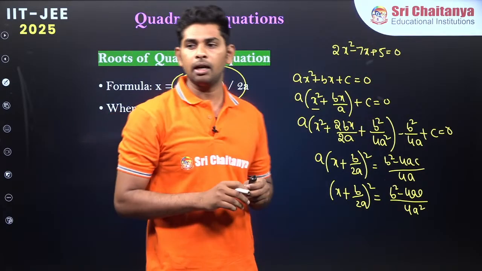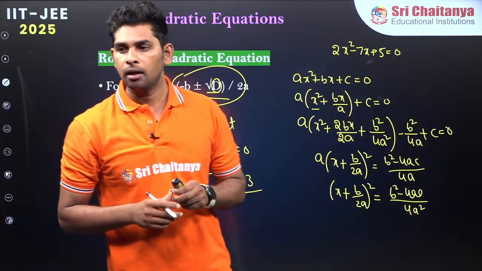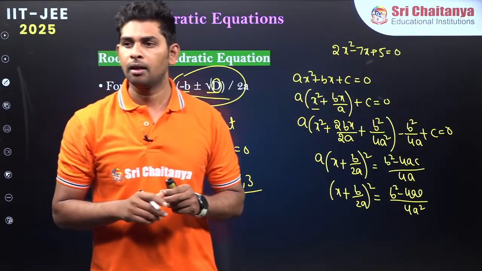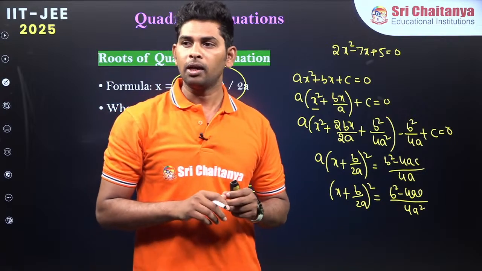Now what are the roots? Write in the comment box. 1 comma 5 by 2, very good.